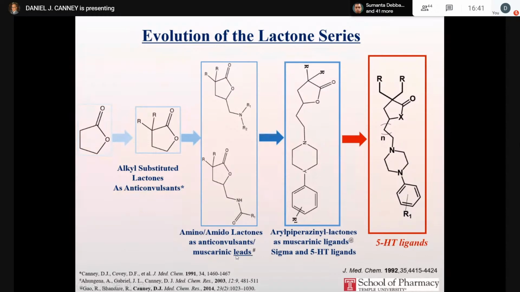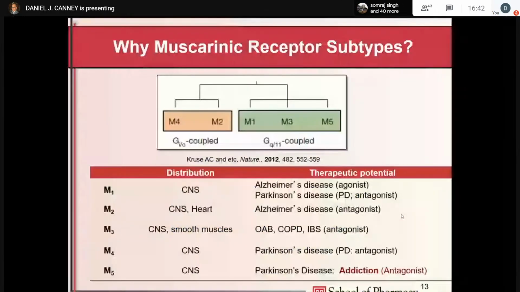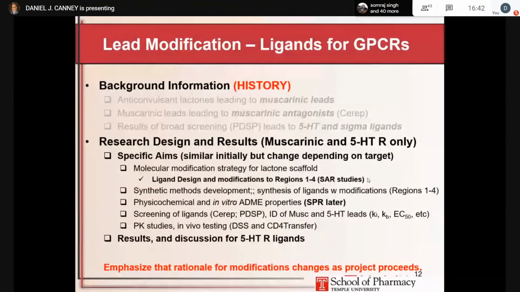muscarinic properties. So they bound to muscarinic receptors, and that led us down a path which involved Dr. Bandare and some other graduate students. They worked on that for their PhD projects to synthesize and evaluate a variety of these arylpiperazine derivatives. So that ultimately led to the final project that I'll talk about today, which was serotonin and ligands for serotonin receptors. And again, I want to tie in the Mulder Center and how that helped to contribute to our ability to expand what we were doing.